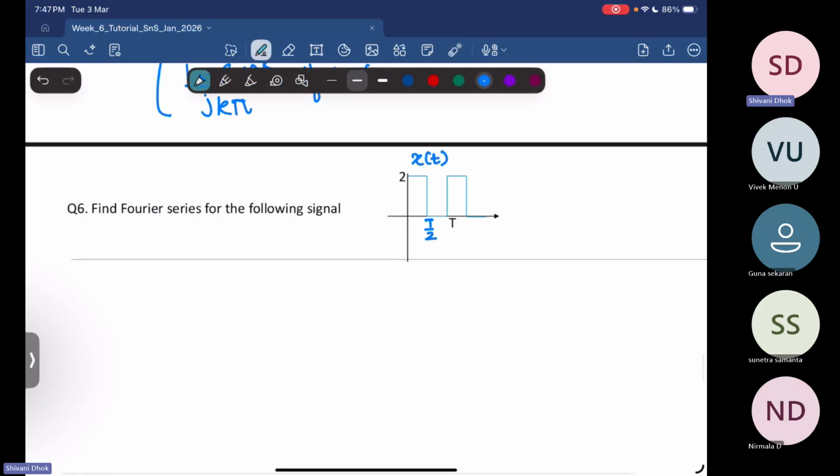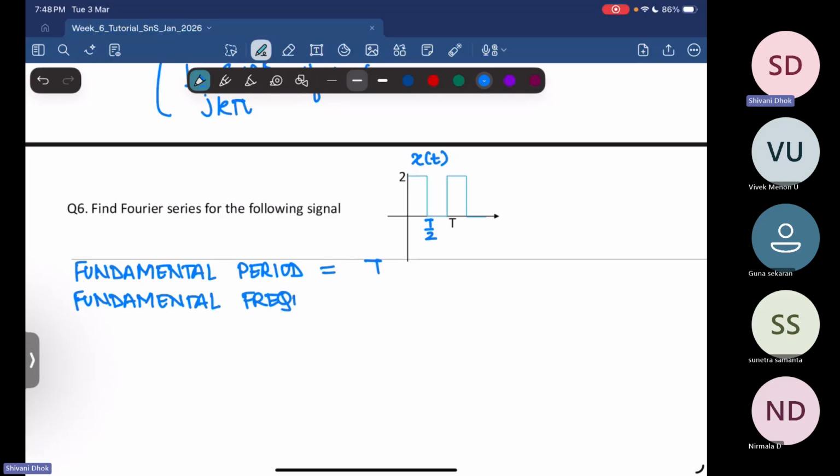So again, what we have is fundamental period as T. So fundamental frequency. When I'm saying fundamental frequency, in general, I will be talking about angular frequency. So when I say frequency, you assume it to be angular frequency. So this is 2 pi by capital T. Okay. So this is what we have.